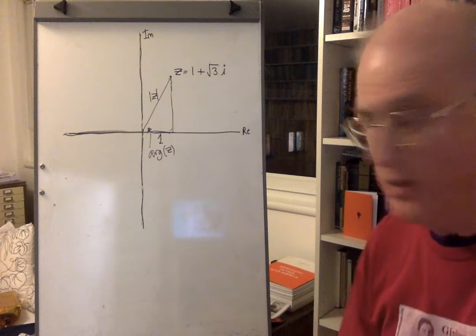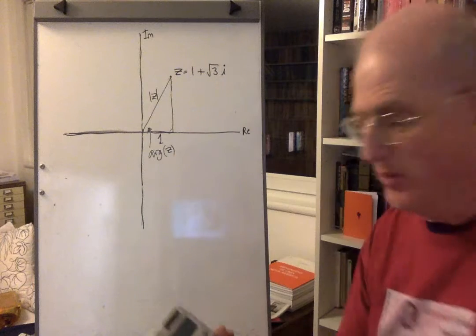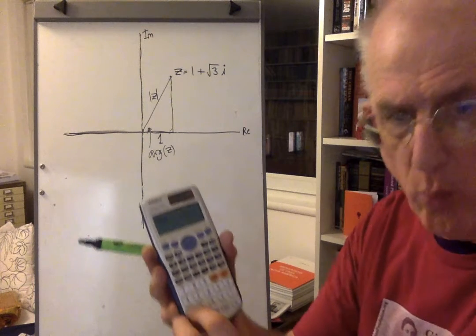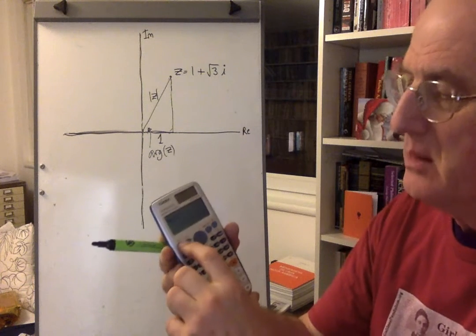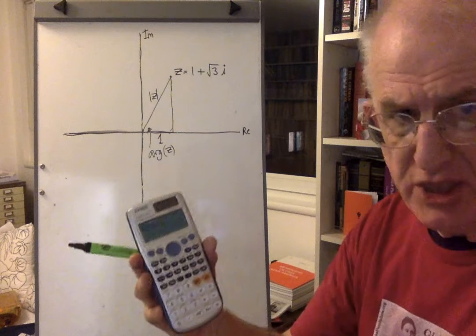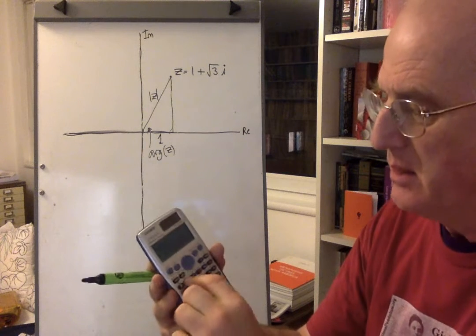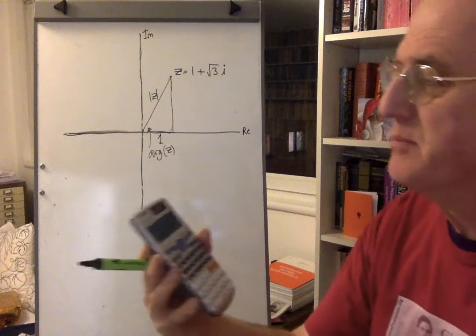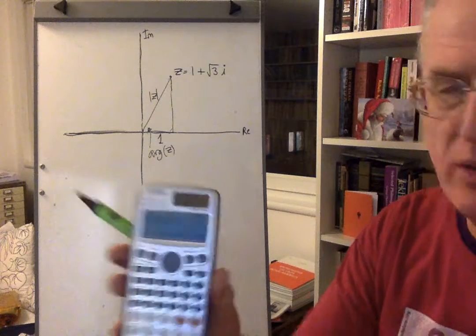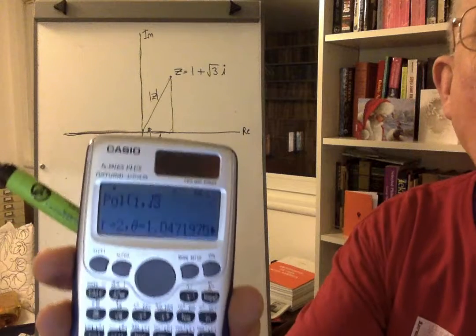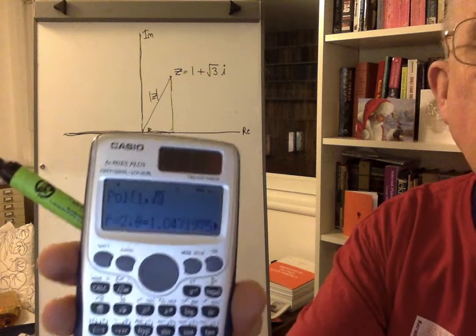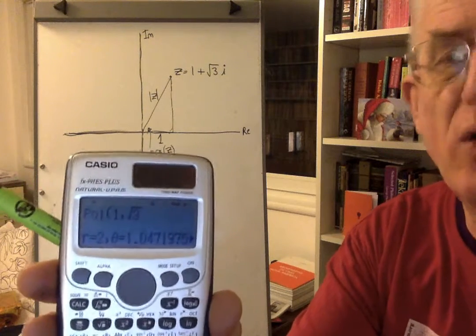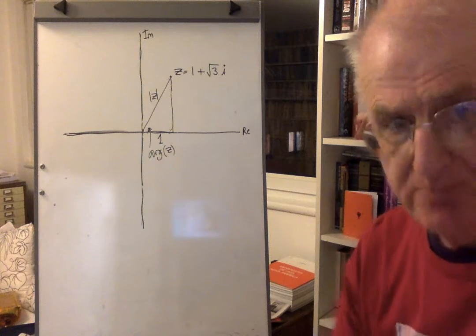All we do now is put in the 1 and the root 3. So 1, comma, which is shift of right bracket, root 3. Then press equals, and it gives you the answer r equals 2, theta equals 1.047, etc.